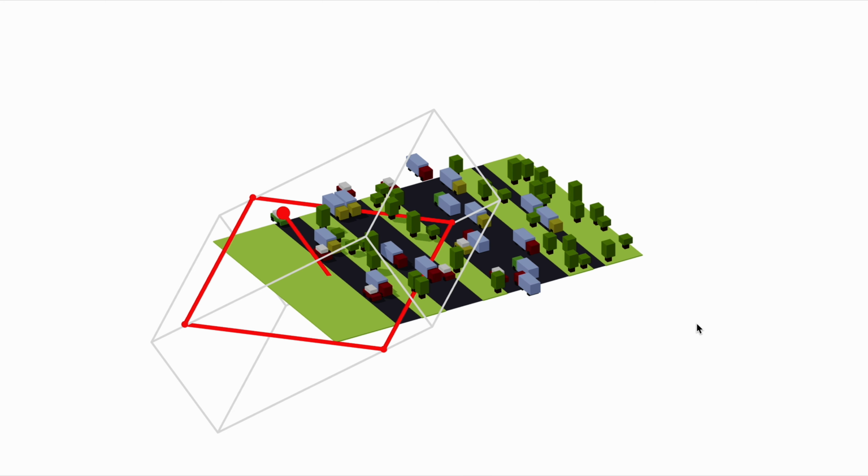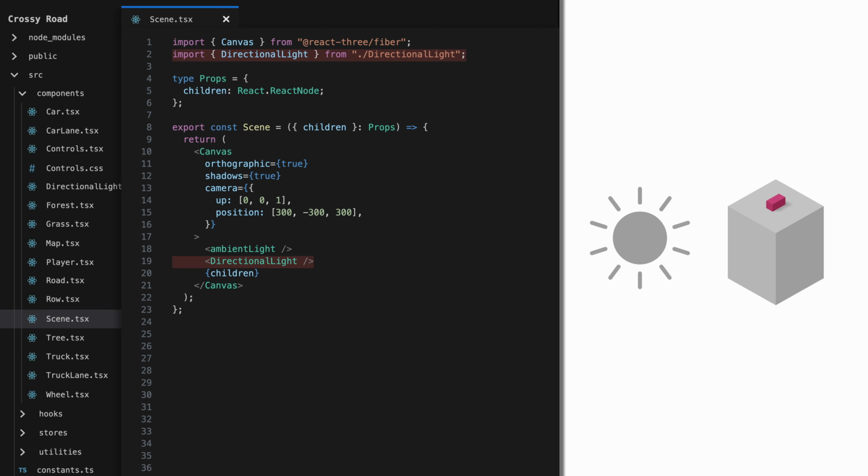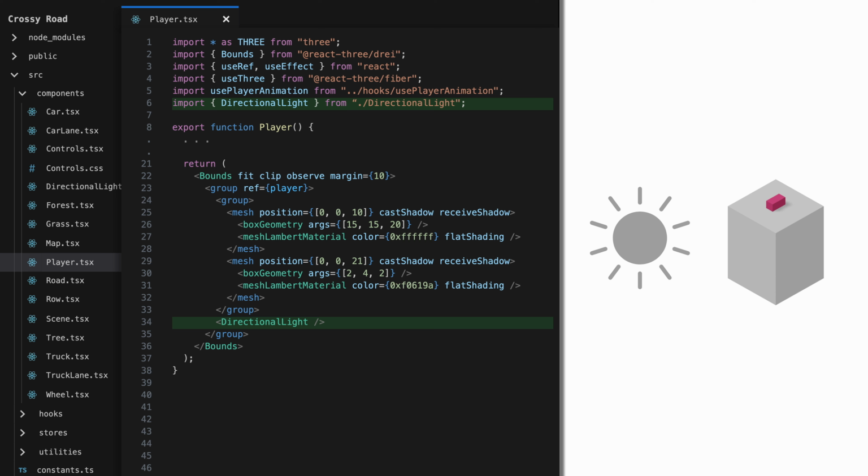To solve this problem, we need to attach the directional light to the player as well. So first, let's remove it from the scene. Then we can add it to the player in the player component. We add the light within the outer group so that it's following the player, but it doesn't jump or turn with the player. Also make sure to add it as the second element because the usePlayerAnimation hook modifies the first element on jump and turn.